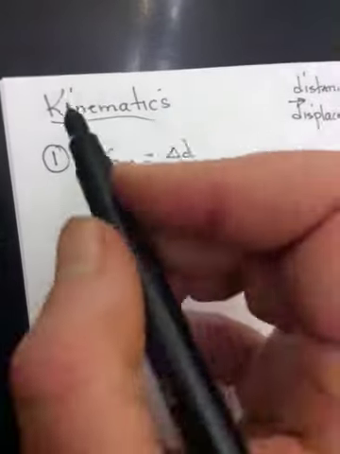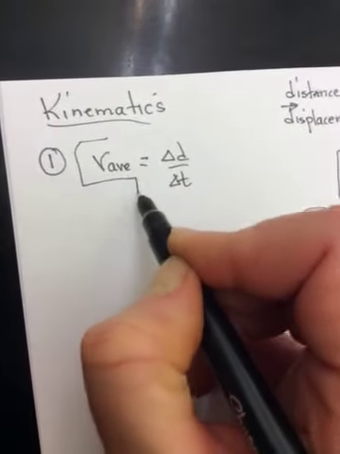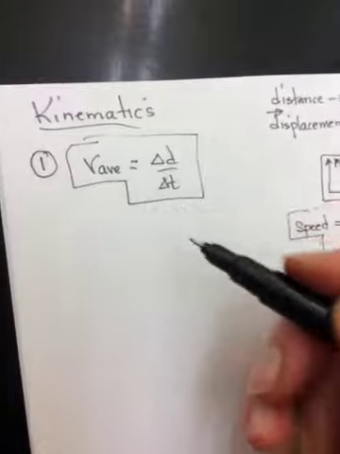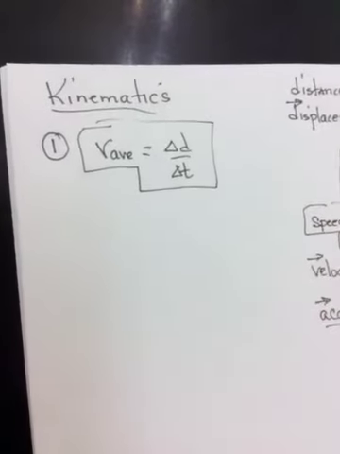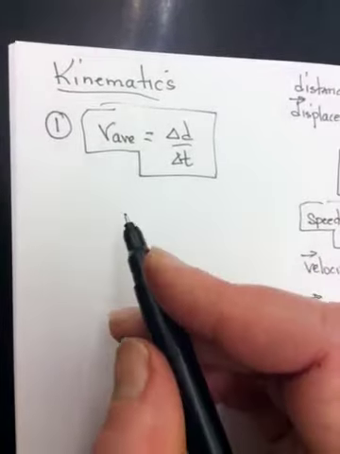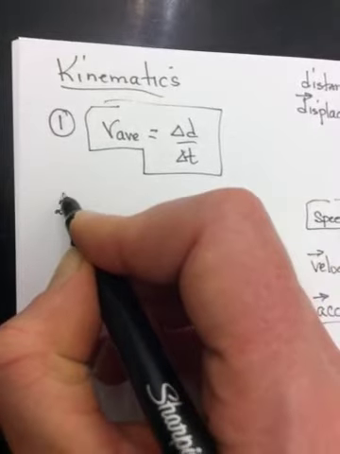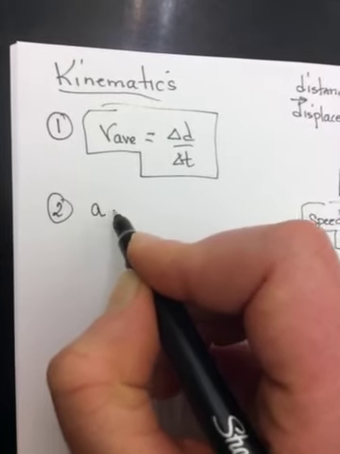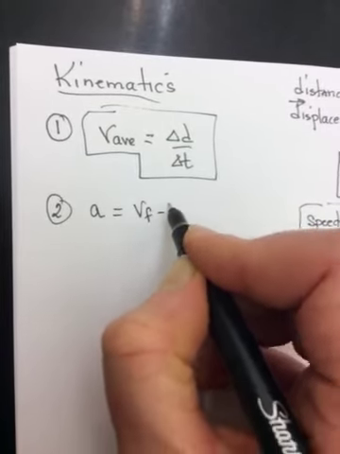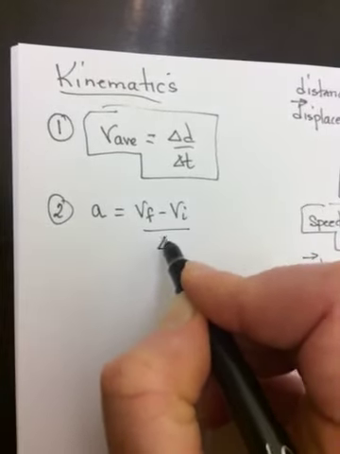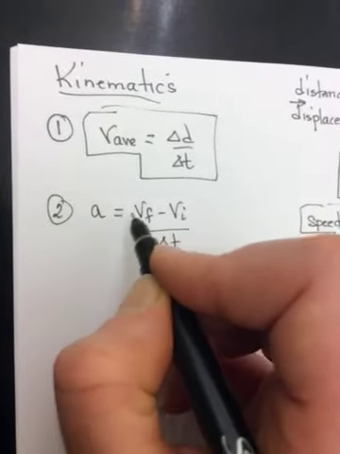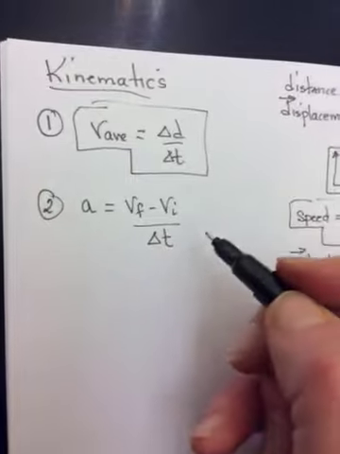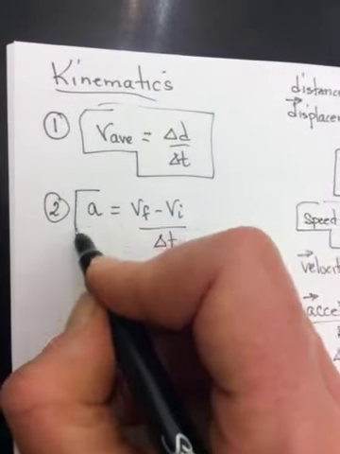All right, so we come back over here then. The average velocity is displacement over time. The average speed is distance over time. The second one is also from grade 10. It is a equals v_f minus v_i over delta t. So the acceleration is equal to the final velocity minus the initial velocity over time.